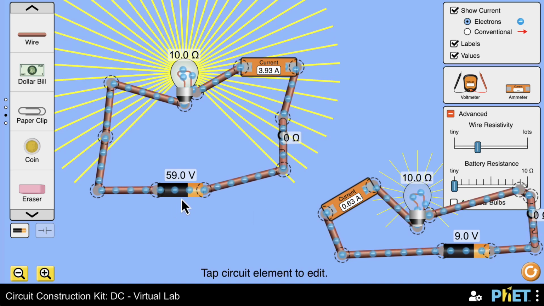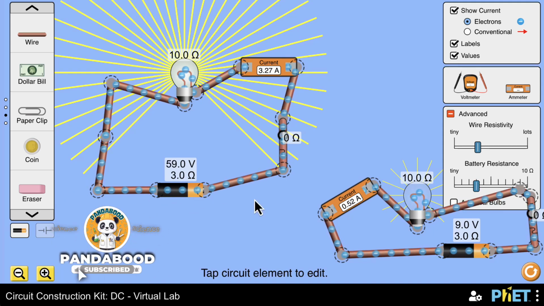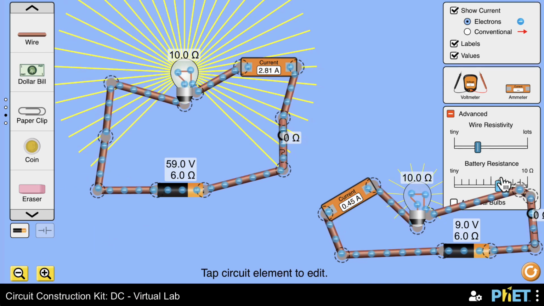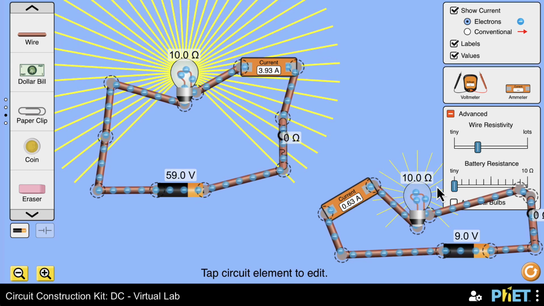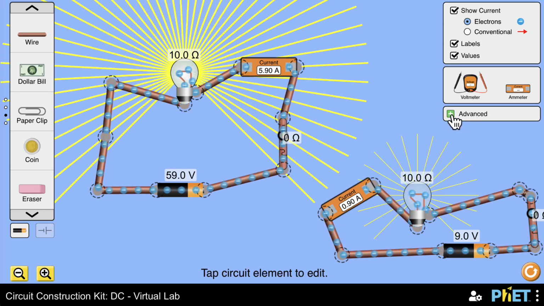Guess what? The battery also has a resistance, but normally it's tiny. It's reduced as much as we can, so it doesn't affect the circuit. The battery has resistance and the wires have resistance, but just for the sake of simplifying this, we set them to tiny. If you want to explore, it's right here in the advanced option.